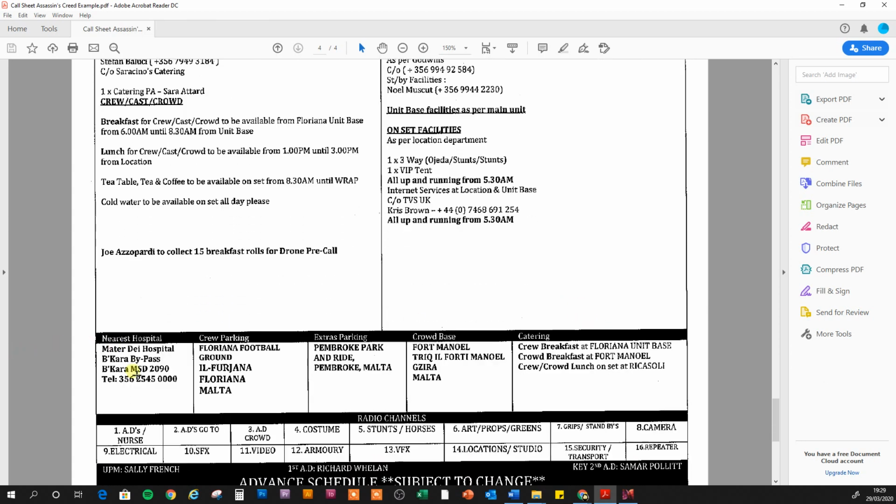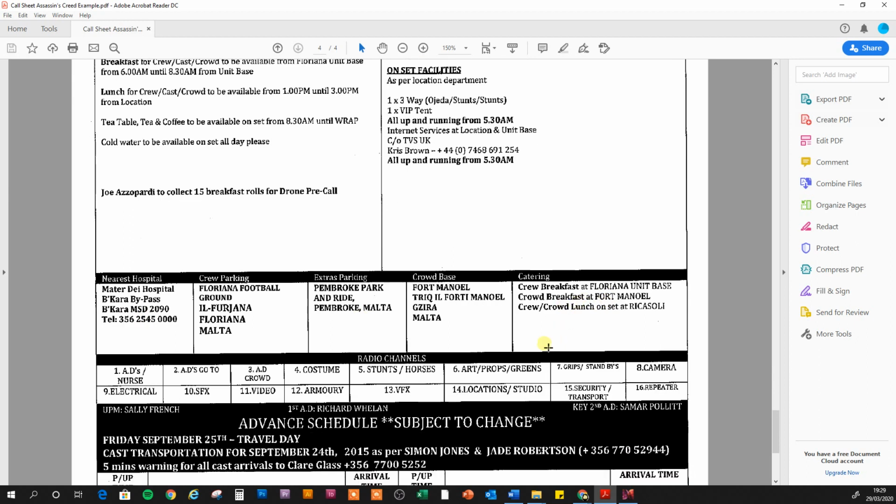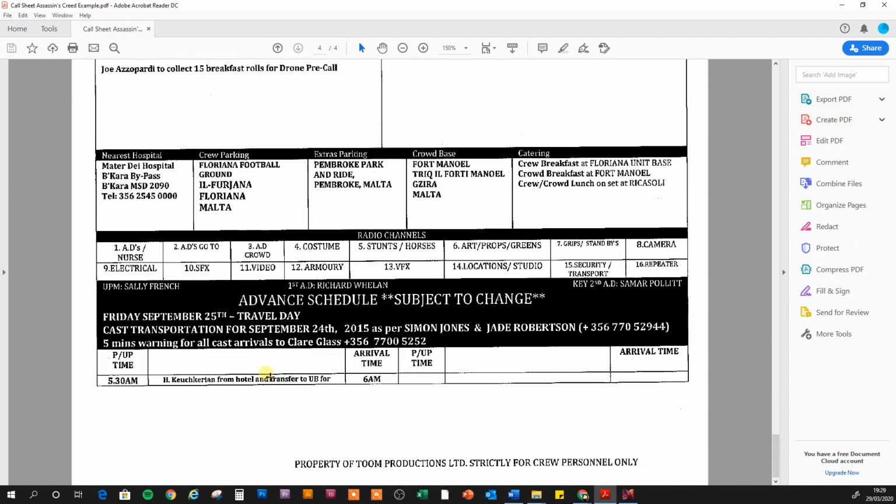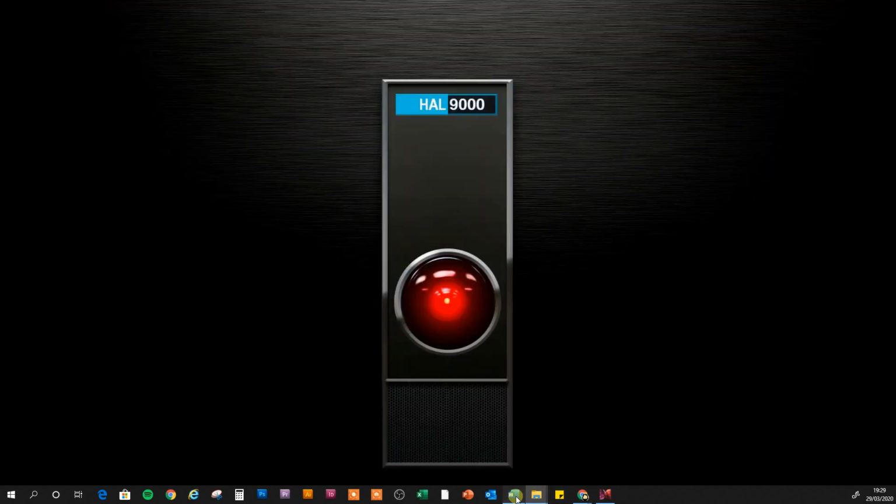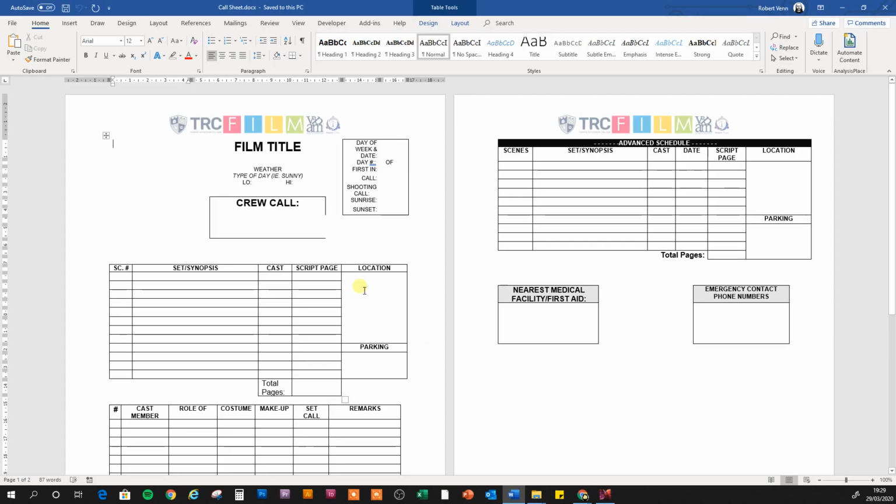Okay, nearest hospitals in case of accidents and emergency, where the crew's going to park, where the extras are going to park, all this kind of stuff, what the radio channels are, and then what we're going to be doing tomorrow, just so that everyone knows in advance. So that is what a real call sheet looks like. This is obviously way more complicated than you're going to need, right? Yours can be simpler but similar, right?